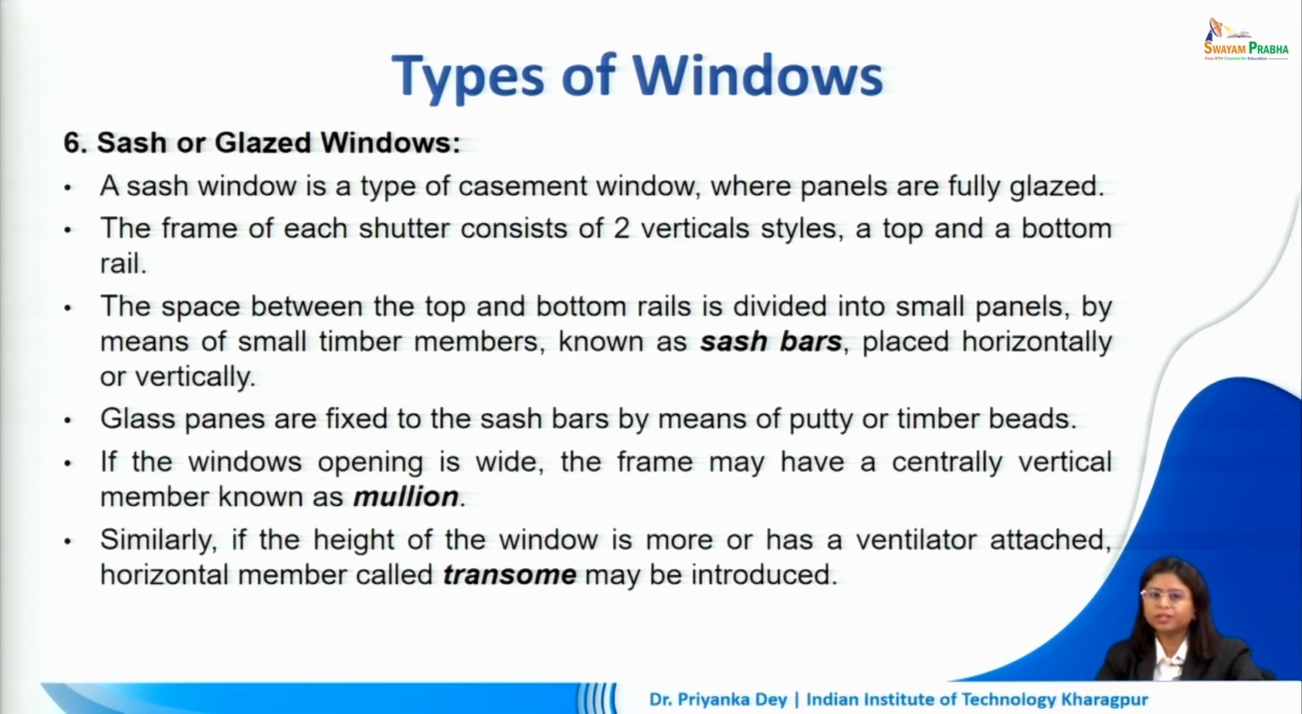Sash or glazed windows is a type of casement window, but here the panels are always fully glazed. Now the frame of each shutter consists of two vertical stiles, and we will definitely have a top and bottom rail. The space between the top and bottom rail is divided into small panels by means of small timber members. Now these timber members which divide this entire portion into smaller panels are called sash bars.